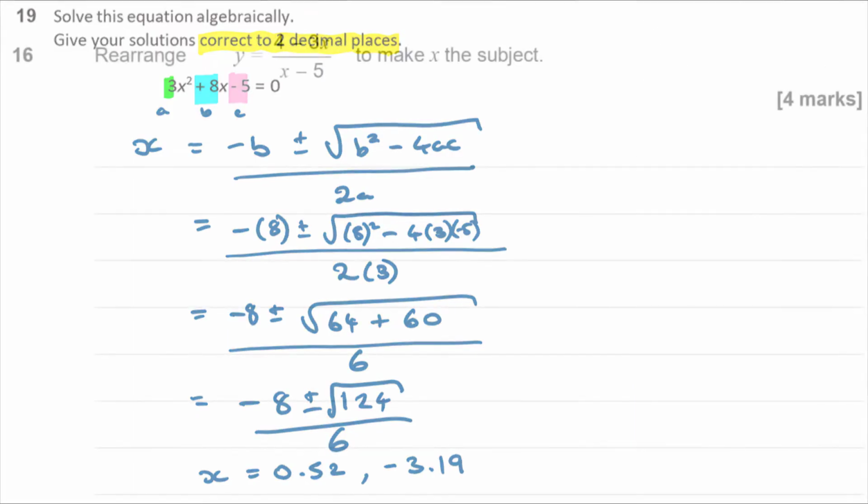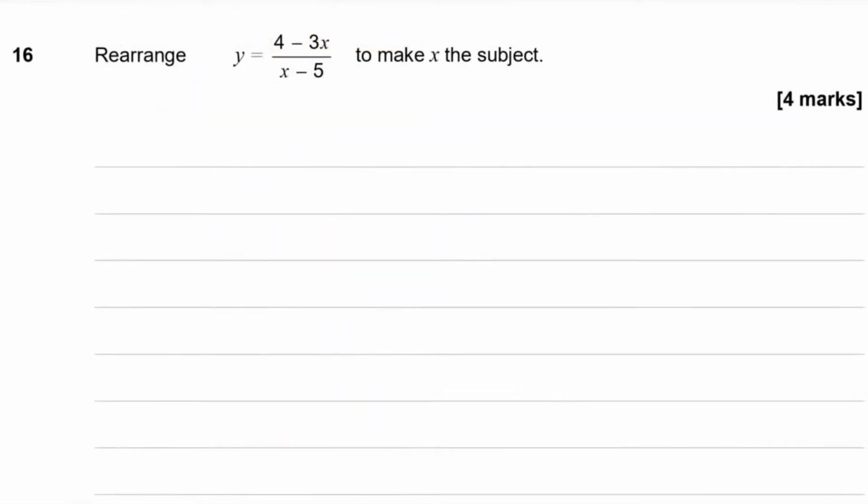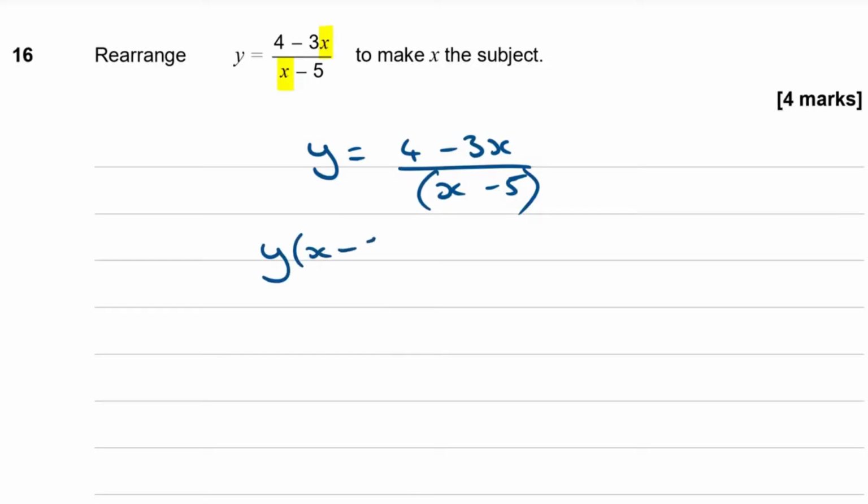Okay, so in this question we need to rearrange this equation to make x the subject. Now note that x is appearing in 2 separate places here. So somehow we're going to have to get these 2 things to join up again in order to make x the subject. Okay, so let's start with what we've got. y equals 4 minus 3x over x minus 5. First thing I can do is cross multiply this x minus 5 to the other side of the equation, giving me y lots of x minus 5 is equal to 4 minus 3x.